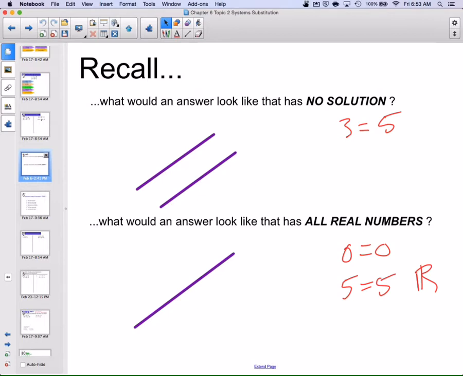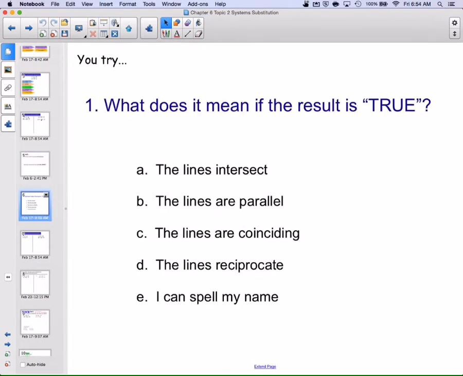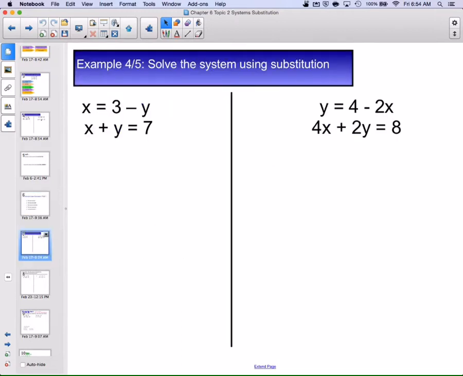Okay, so keeping that in mind, let's see if you can answer this question. What does it mean if the result is true? I'll give you a second to think about that one and answer that. Just a couple more examples I'd like to show you before I have you try some on the next slide.